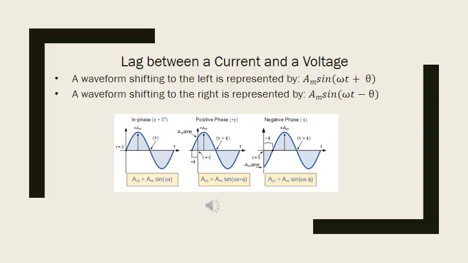Lag between a current and a voltage, a waveform shifting to the left, is represented by A_M sine omega t plus theta. A waveform shifting to the right is represented by A_M sine omega t minus theta. On these graphs are shown these types of lags.